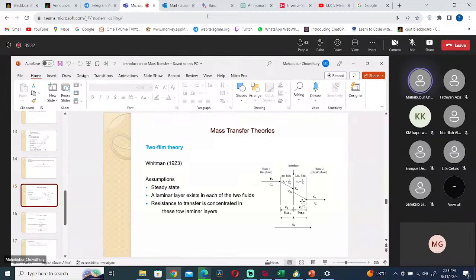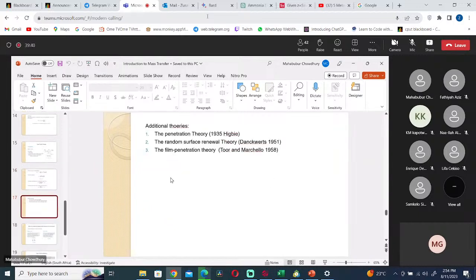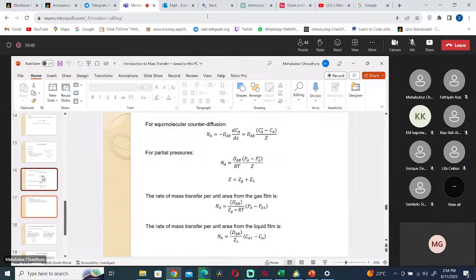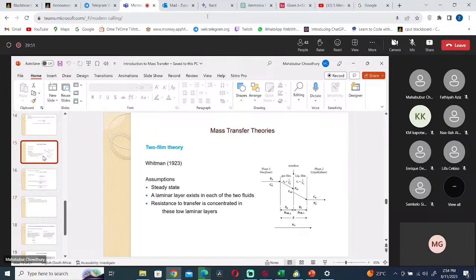Now, there are various mass transfer theories. There is the two-film theory, then the penetration theory, then the random surface renewal theory, and also the film penetration theory. There are many theories actually, and new theories are still being developed. One of the most commonly used theories is given by Whitman, and this theory was developed in 1923. This year is 2023, which means it is exactly 100 years old.